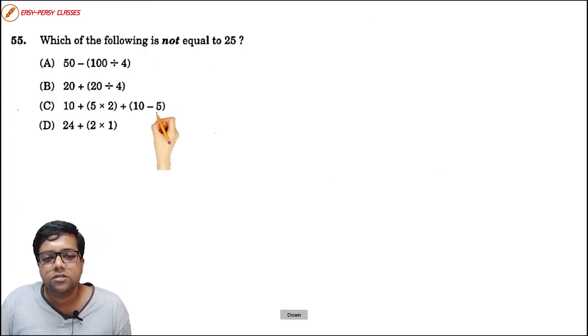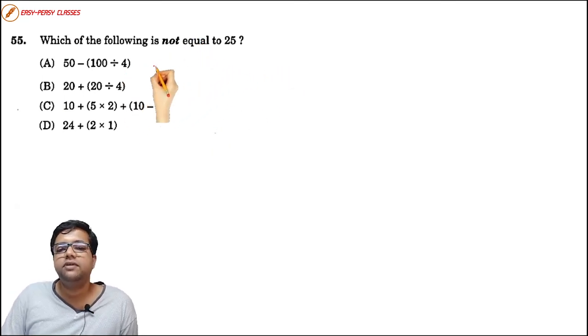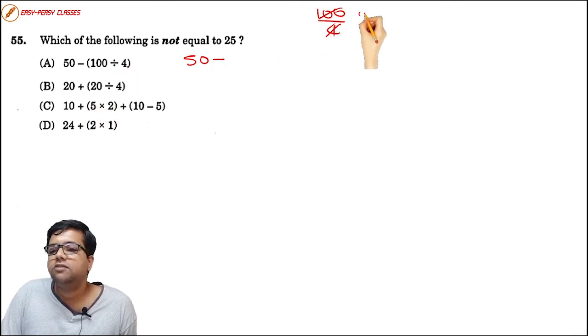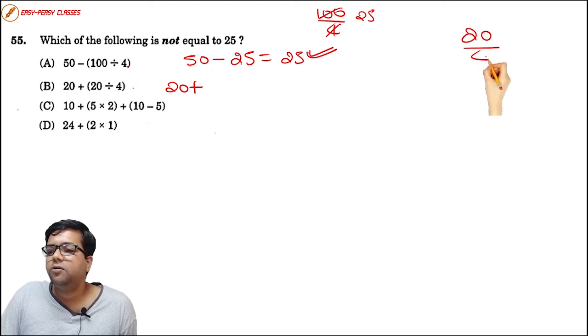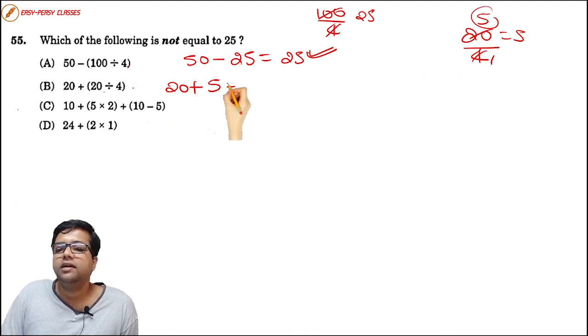0.875 gram. So 55. Which of the following is not equal to 25? Okay, let us do it. 50 minus 100 divided by 4. 100 divided by 4, 4 ones are 4, 25. 25 is the right answer. And 50 minus 25 is 25, which is equal to 25. So next question. 20 plus 20 divided by 4. 4 5s are 20, divided by 4 becomes 5. So you can directly write 20 plus 5 is equal to 25.